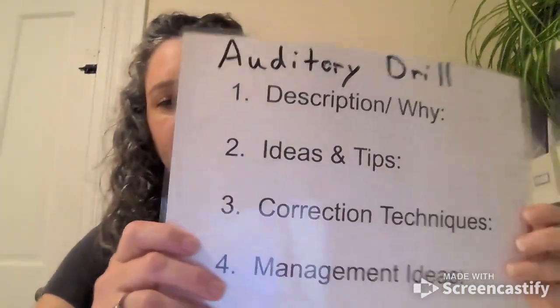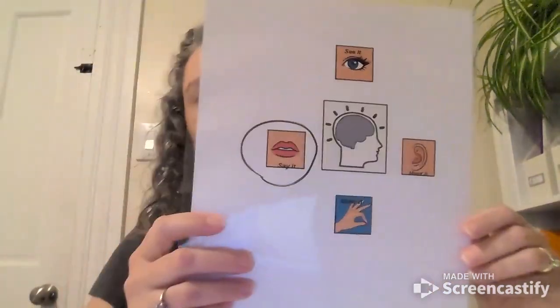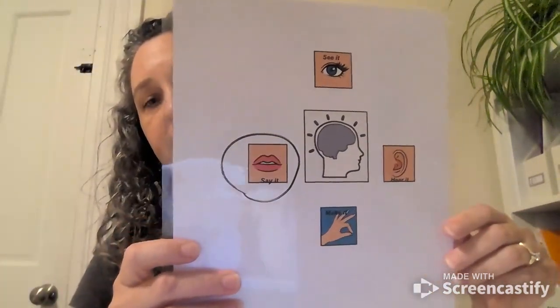All right, so this is part 3 of the auditory drill, and that is correction techniques. Again, I just want to reemphasize that we are focusing on multisensory experiences. When we are correcting the students and they're practicing, the practice is also multisensory. When they practice, it's repetitive, and usually they do it 3 times. I'll give you some examples in just a second.